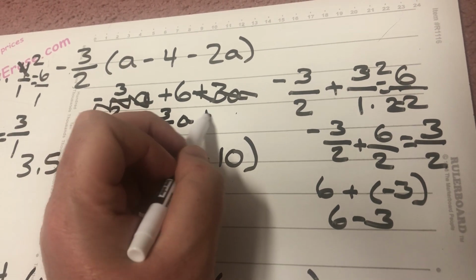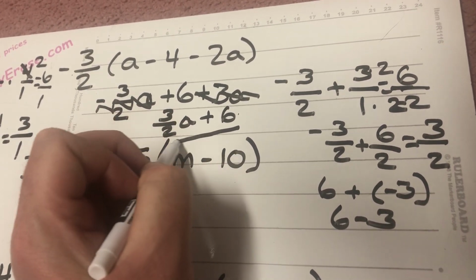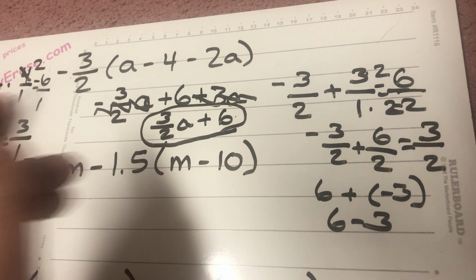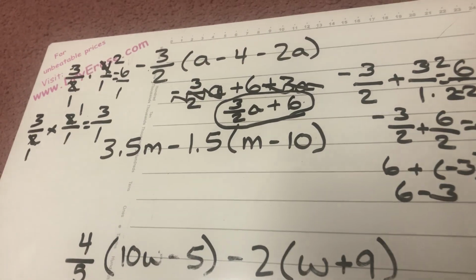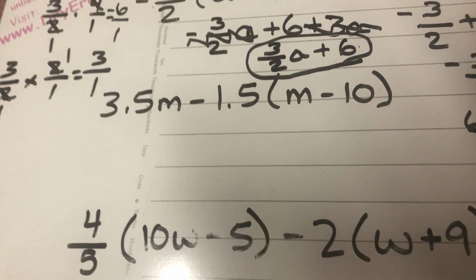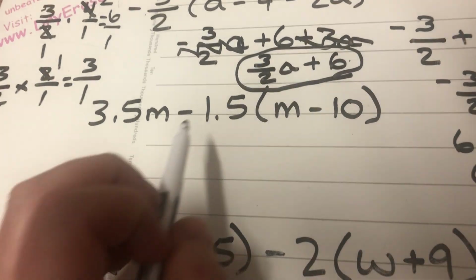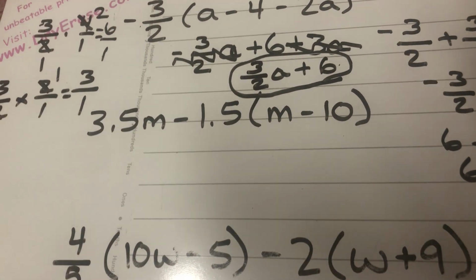What's left is my plus 6. That is my simplified expression. All right, well, here's another one. 3.5m minus 1.5 times m minus 10.